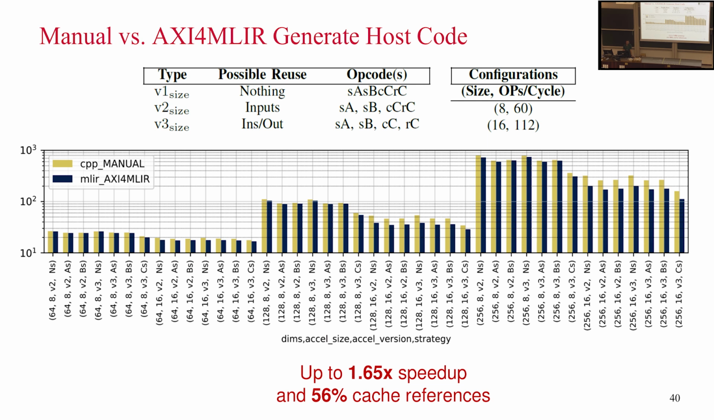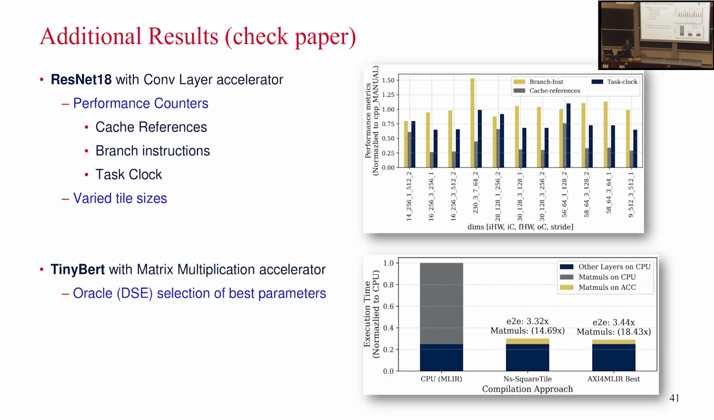And this is the main result. Here I'm showing you a bunch of instantiations of these accelerators based on the dimensions of the input, the accelerator size, and the data flow version, and in the end, we got 1.65x improvement. Also, reducing the cache references up to 56% of the original. So I think this is a great improvement, a great first step, assuming that we did it relatively quickly. So, you can say, what about full models?